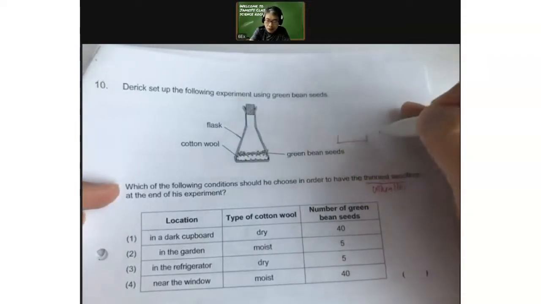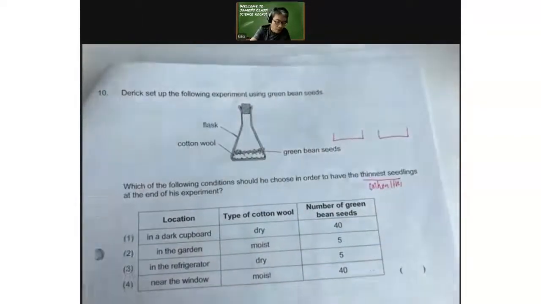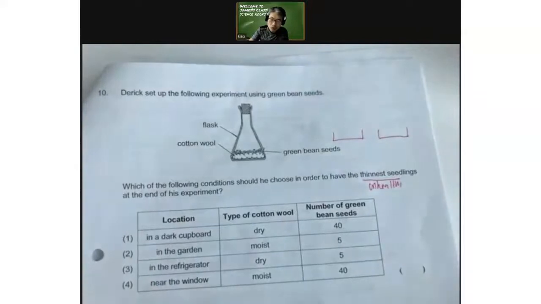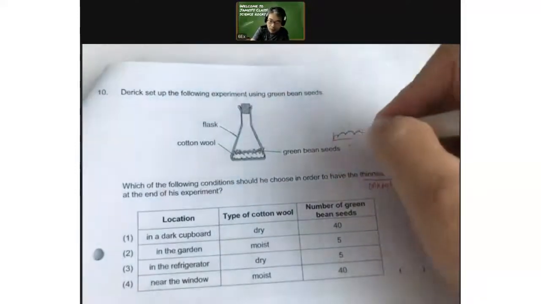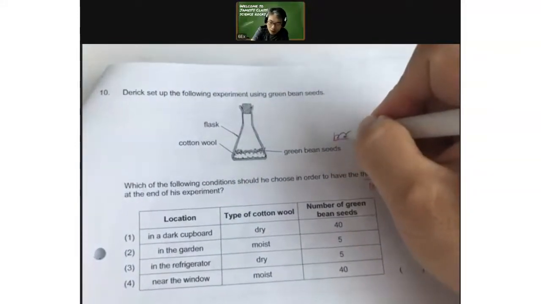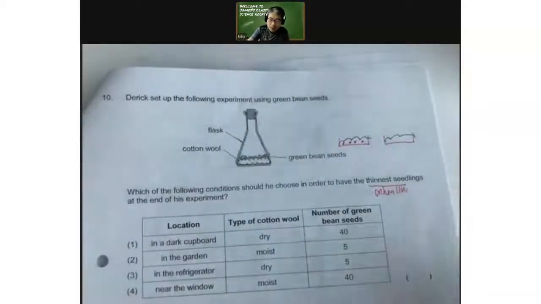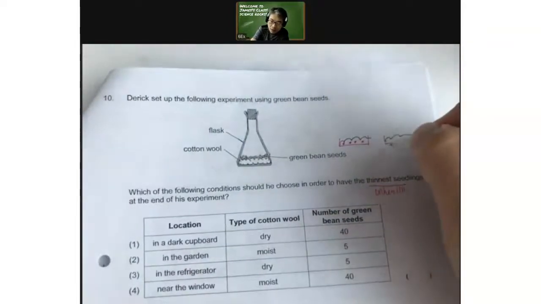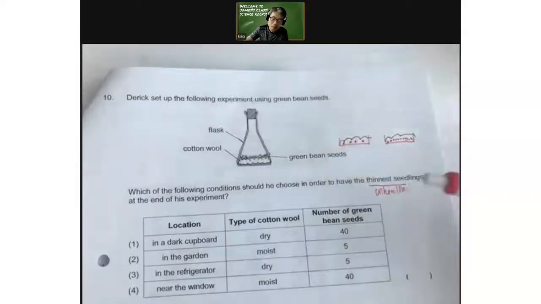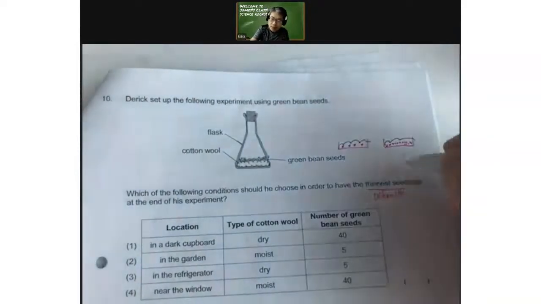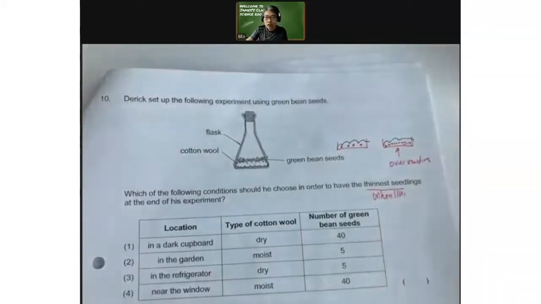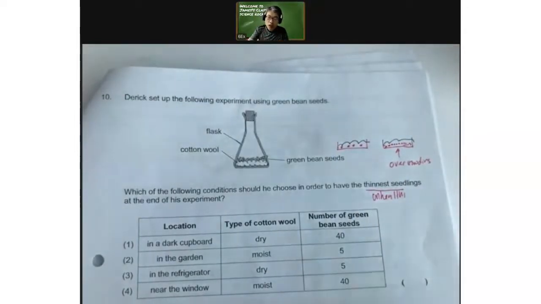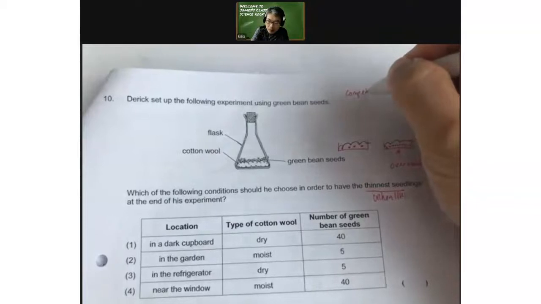For example, let's say there are 2 trays right now. And we put some cotton wool inside these 2 trays. And then we put different amounts of seeds. Here, I put in 1, 2, 3, 4 seeds. Here, I put in many seeds: 1, 2, 3, 4, 5, 6, 7, 8, 9, 10, 11, 12, lots of seeds. So the overcrowding clearly is in this container. During overcrowding, the germinating seeds will be competing for 3 things.